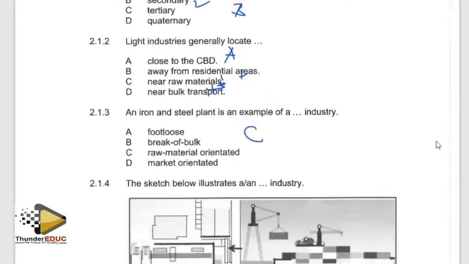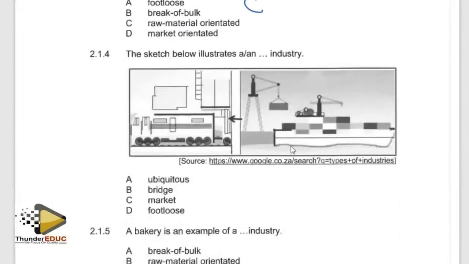Okay, the sketch below is an example of which kind of industry. We're looking at this sketch 2.4. So 2.4, I feel this is a bridge because there is change from one mode of transport to another. This is like a truck on the road, this is offloading from the containers and so on and so forth. This model is like B, which is bridge, which is the break of bulk. Okay.